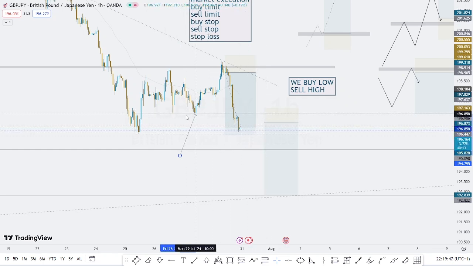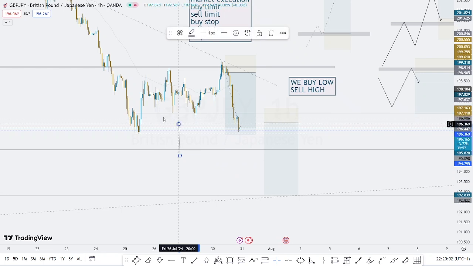So on that sell stop, I know that if price breaks this level here, it will continue going down till here. That is why I have my order here. Understand? So that is the thing I'm talking about.